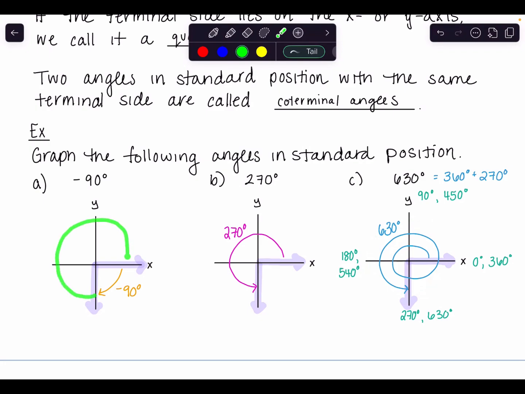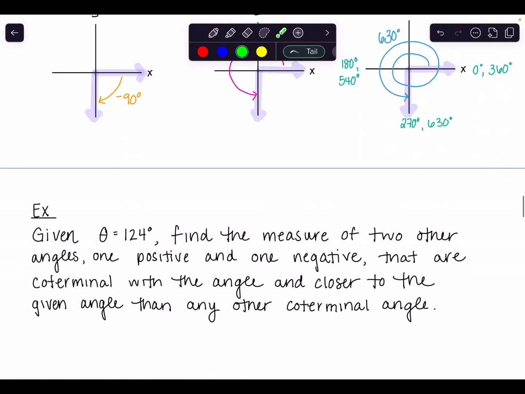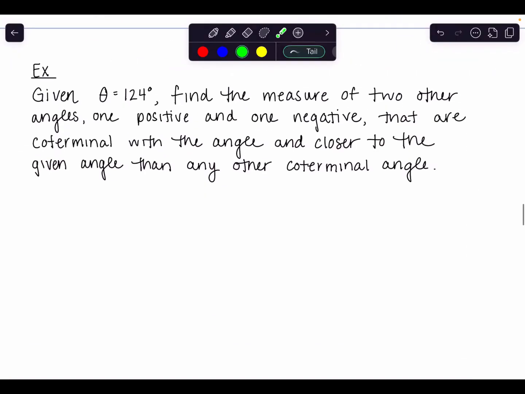So I could also do the opposite direction. I could subtract 360 to go the opposite direction, and I'm still going to land in the same spot. So you really have an infinite number of angles that are coterminal with each other. You just keep adding or subtracting one full revolution, okay? So let's try another example.